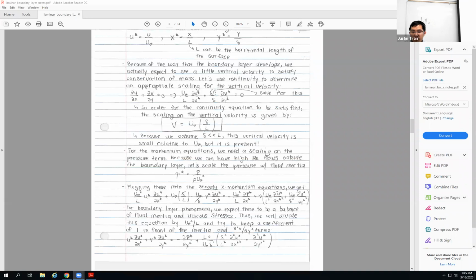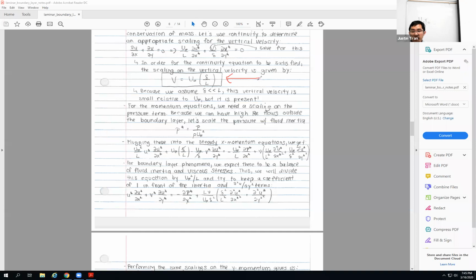Now what we get is this guy. Since we assume that delta is really, really small, this vertical velocity will also be really, really small. But it's going to be there. So we have some vertical velocity, it's just going to be really, really small. But that's going to be important because we're going to need that in our equations. Okay, so that's what we get for non-dimensionalizing the conservation of mass.